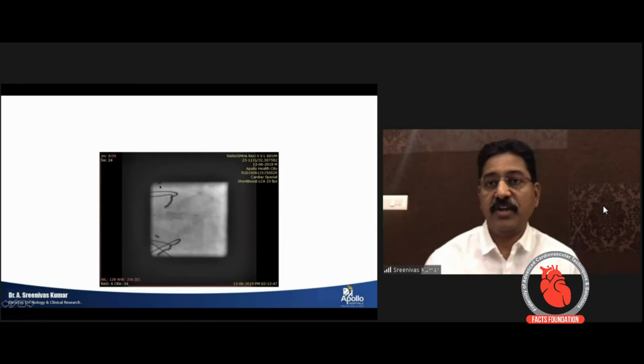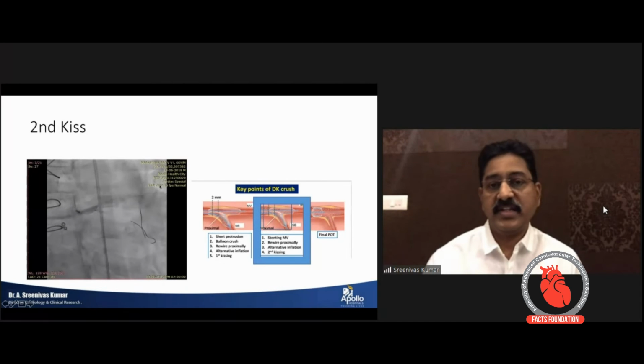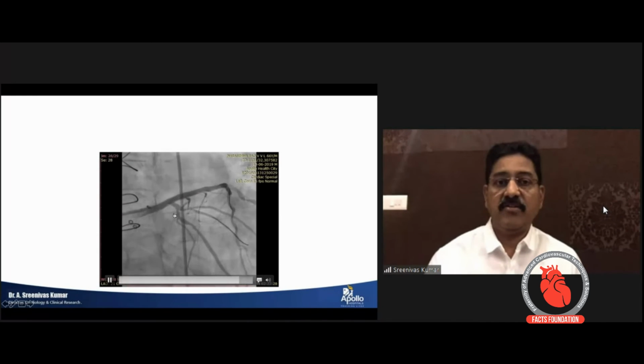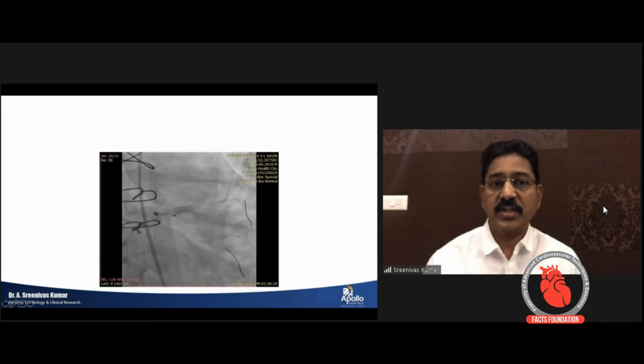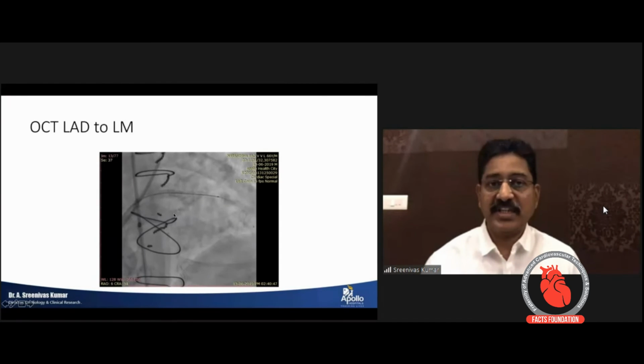For the sake of imaging, which is our point of discussion, those are all the routine steps. We rewired again through that, and then did a second kiss. So the double kiss crush, what we call standard for the left main bifurcation. The result was looking good in the angiogram, but we also confirmed it with OCT. Finally, the left main diameter looked big before imaging itself. We did a 5 mm balloon and post-dilated.